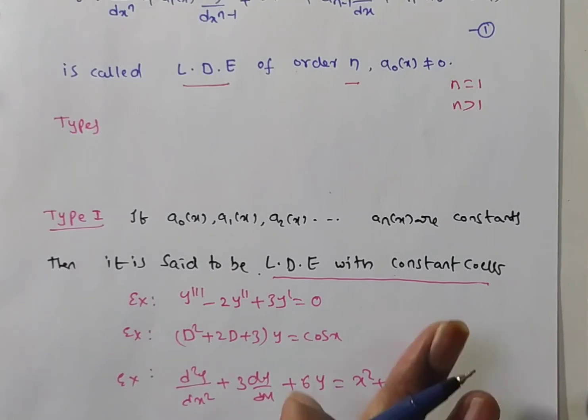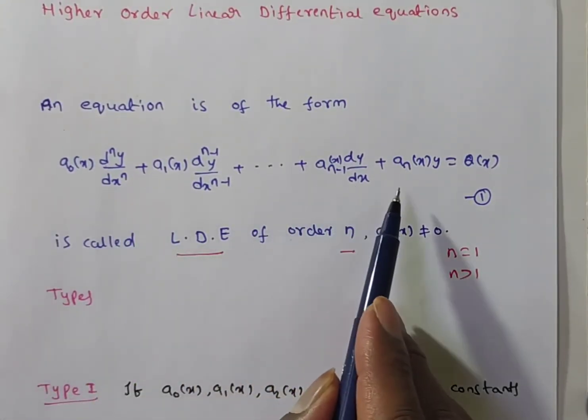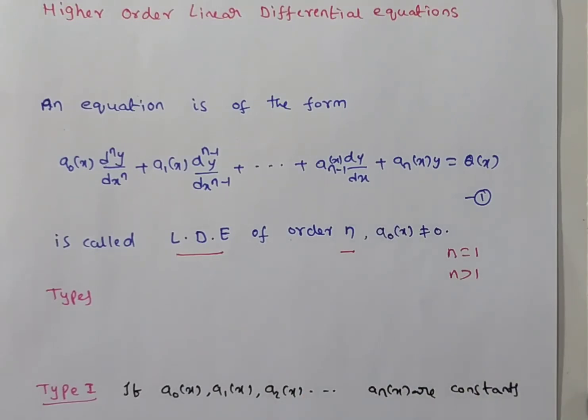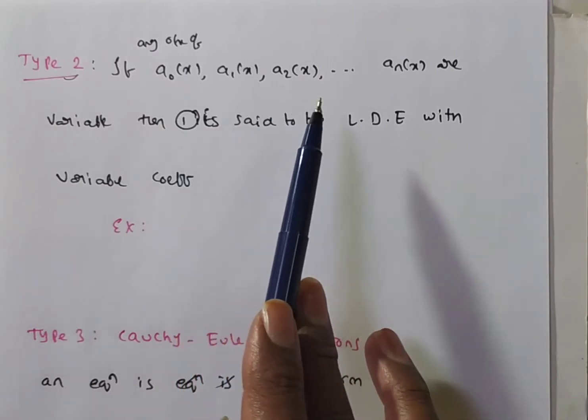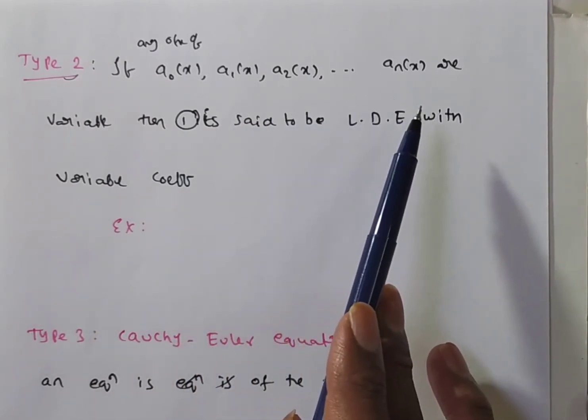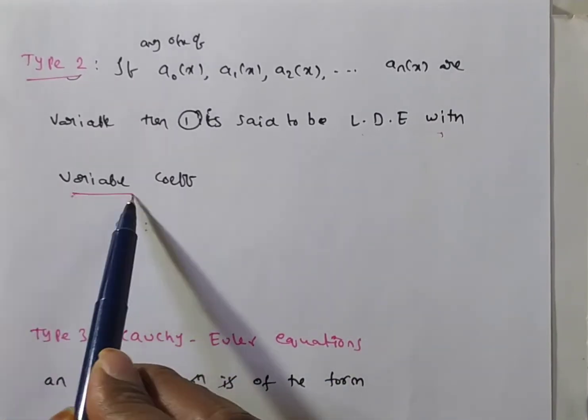Even though q of x is constant or variable, this is a linear differential equation with constant coefficients. Next, another type: if any one of a naught of x, a1 of x, and so on, an of x is a variable, then this linear differential equation is said to have variable coefficients.